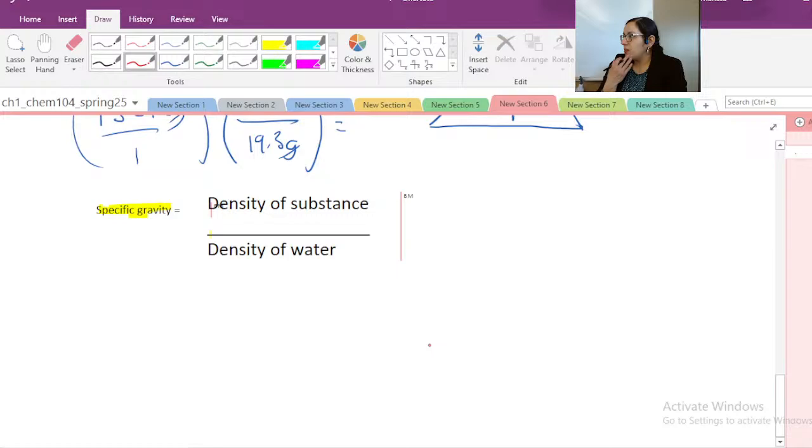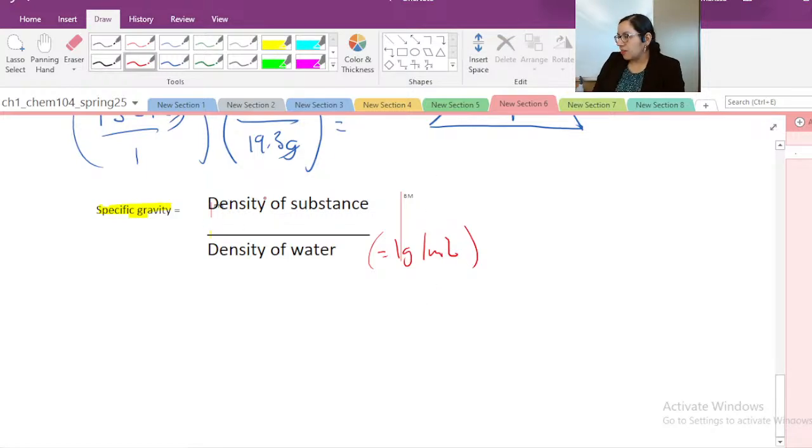Water special. No guesses? Water's like the standard for everything. So it's 1, remember. Water has a density of 1 gram per milliliter. That's also why it's special. There's a lot of reasons why it's special and wonderful.